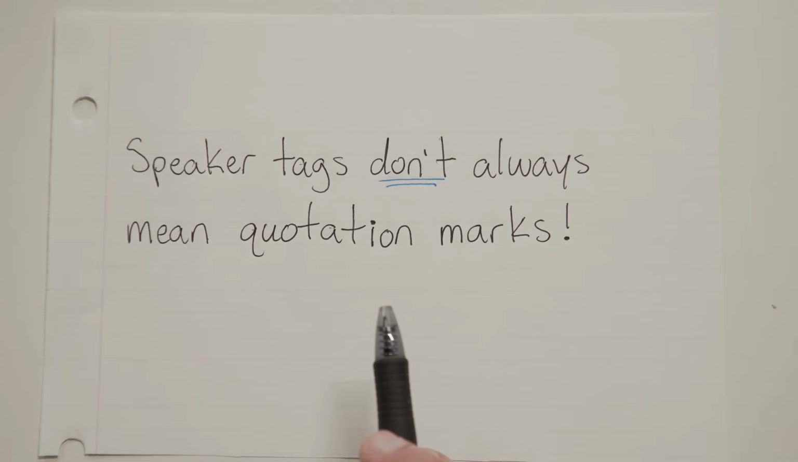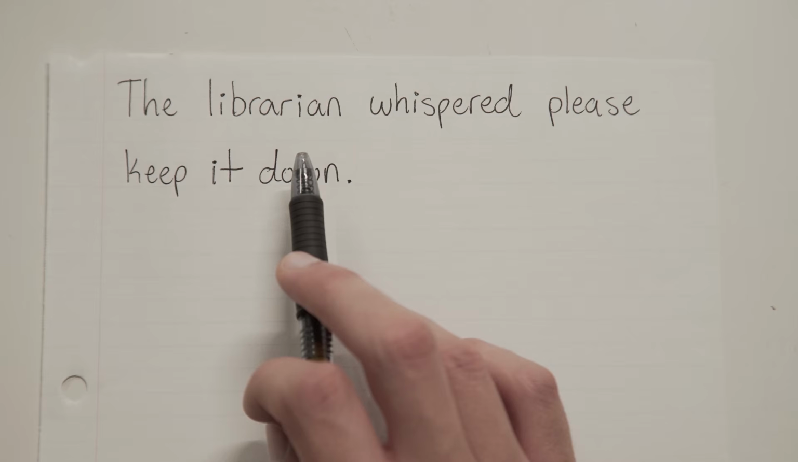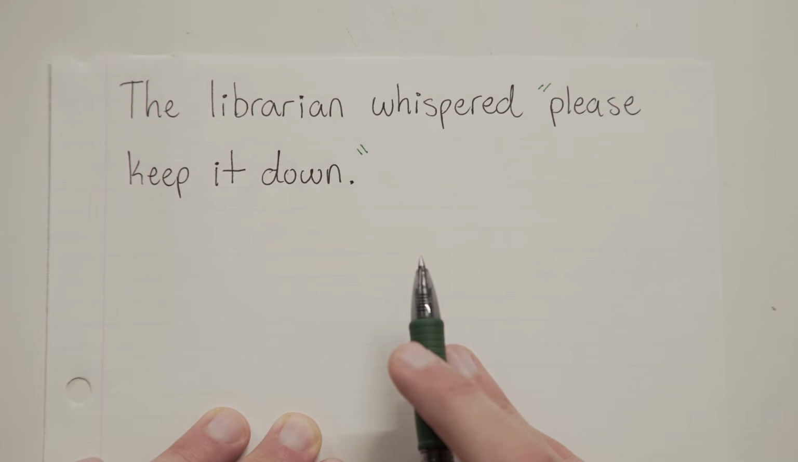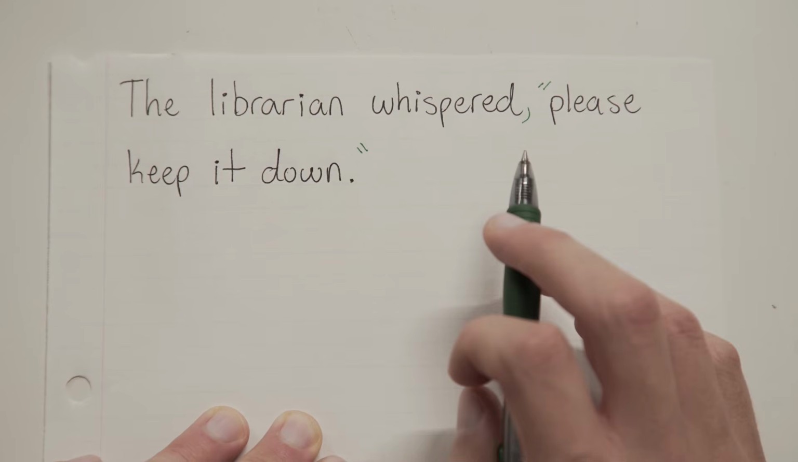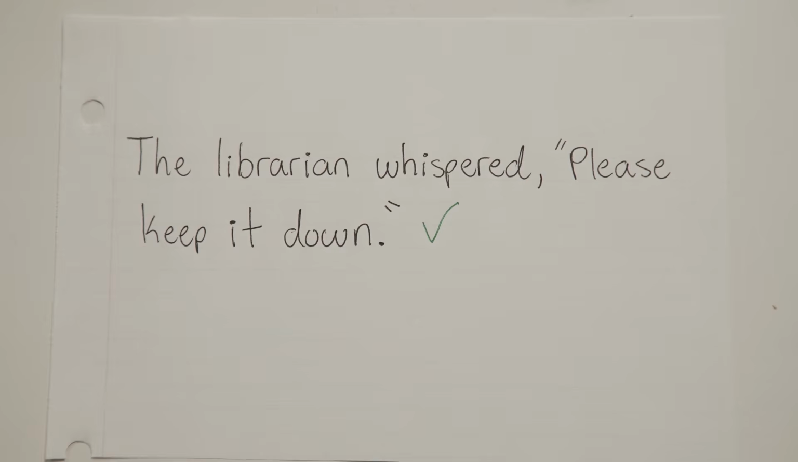Okay, last one. The librarian whispered, please keep it down. All right, what's the speaker tag? Good. The librarian whispered, this whole thing. So, read the rest of it. Does that make sense for someone to say out loud? Yes, it does. Cool. So throw some quotation marks up around it. Then we've got to separate the tag from the spoken material. And after we do that, we've got to capitalize the first word of the spoken sentence.